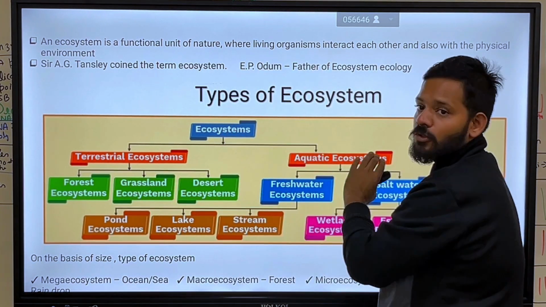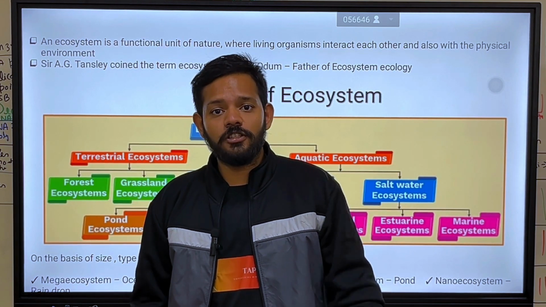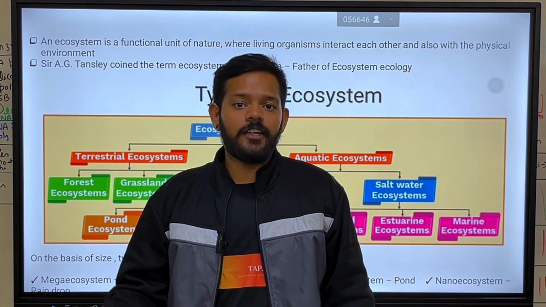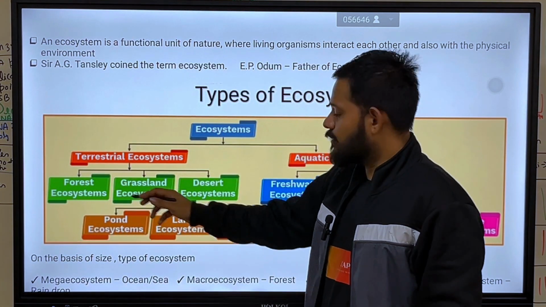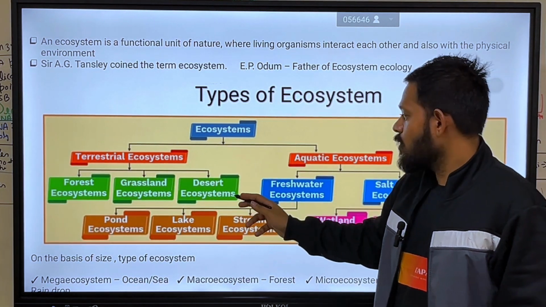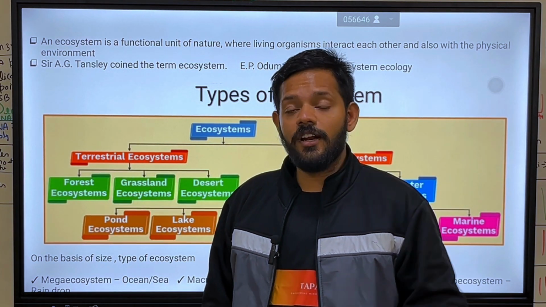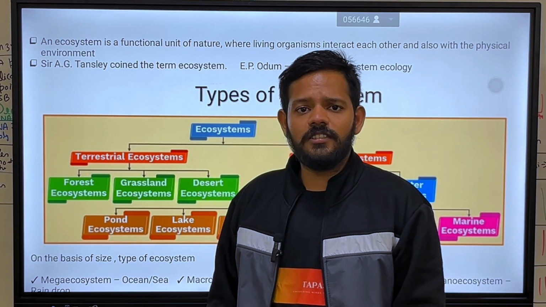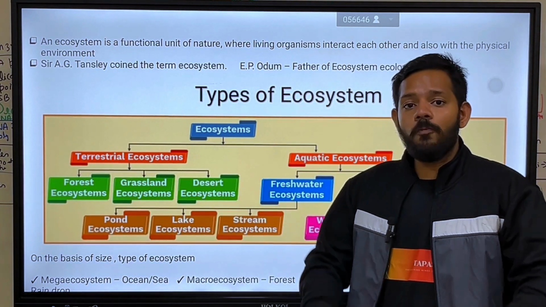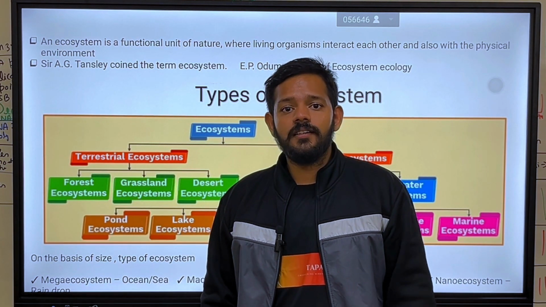Now, ecosystem is of two types. The first one is the terrestrial ecosystem, the ecosystem which is present on land, and the second one is the aquatic ecosystem, which is present in water. Terrestrial ecosystem again is of three types: forest ecosystem, grassland ecosystem, and desert ecosystem. Forest ecosystem is the ecosystem present inside the forest, where large trees, small trees, and all these things come together. Then the grassland ecosystem, the open plains, just like the savanna, or the plains in the UP and Bihar region.